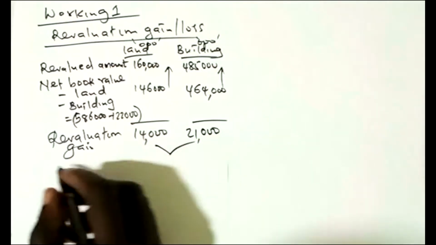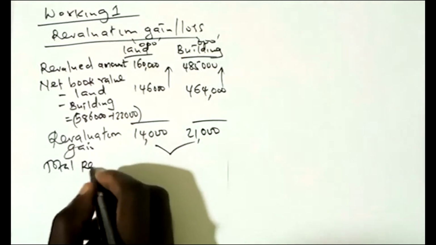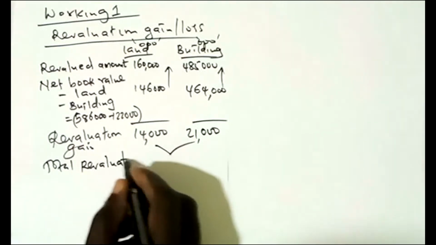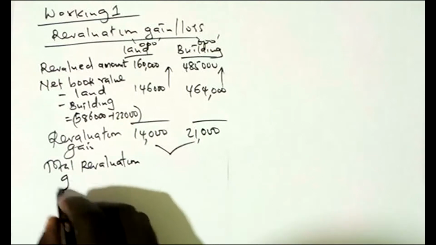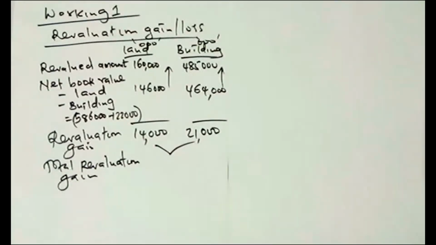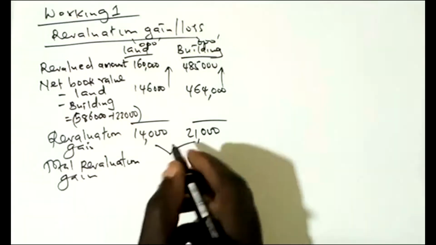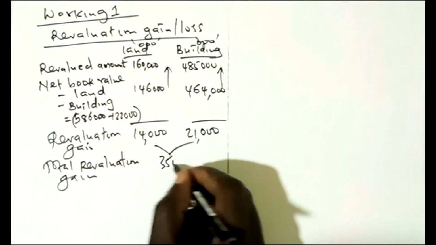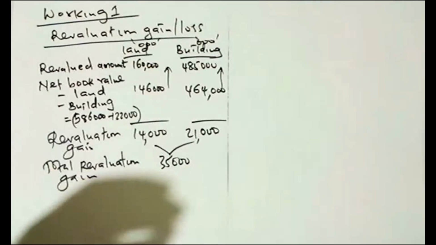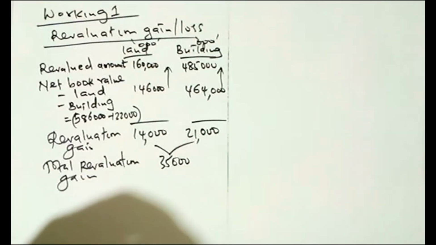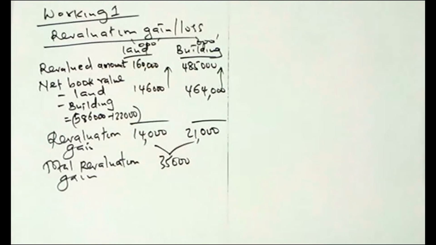So the total revaluation gain will be 21 plus 14. So this one is becoming 35,000. So that is 35,000. This one will go to other comprehensive income.